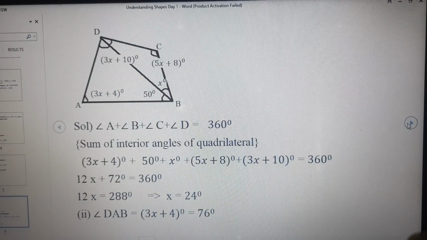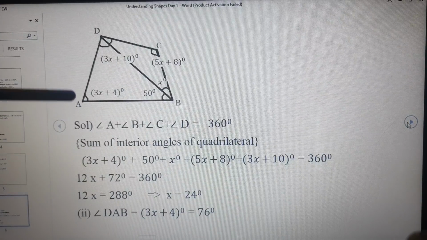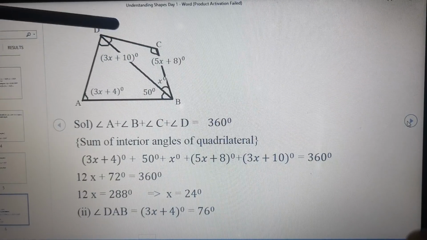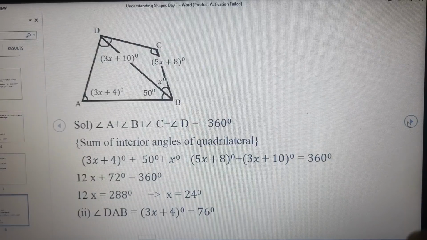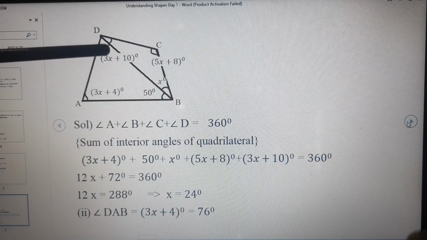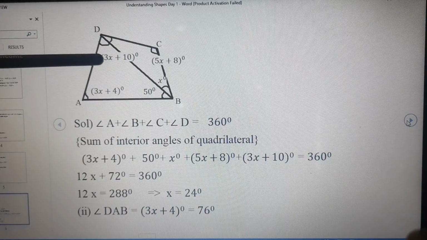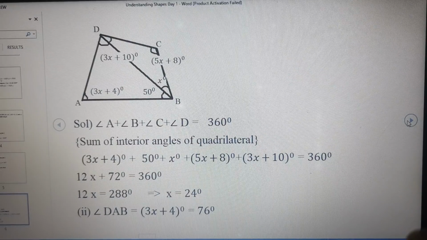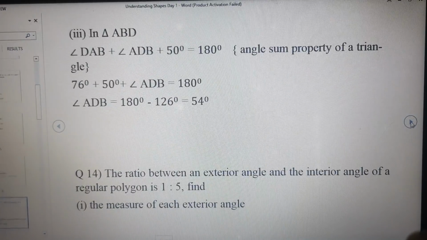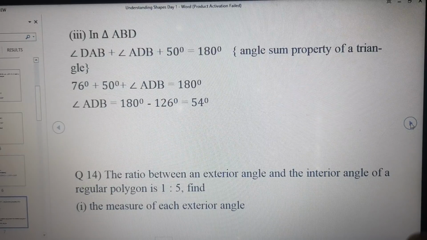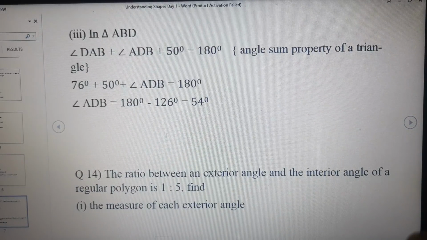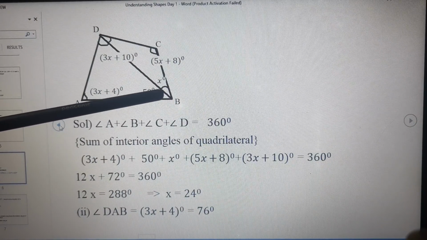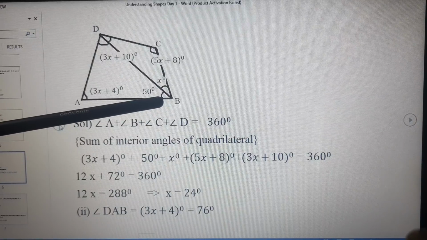Now we are supposed to find out the value of the third part, angle ADB. It means only this angle. The complete angle has been given as 3x plus 10. But we are not supposed to calculate the complete angle. We have to calculate only this angle, which is coming in triangle ADB. So we'll go to triangle ADB. The sum of all three angles of a triangle is 180 degrees. As you can see in this triangle, angle A has come 76 degrees and B, only this portion, is given 50 degrees.